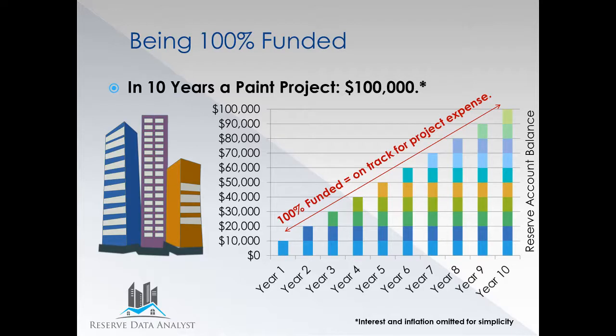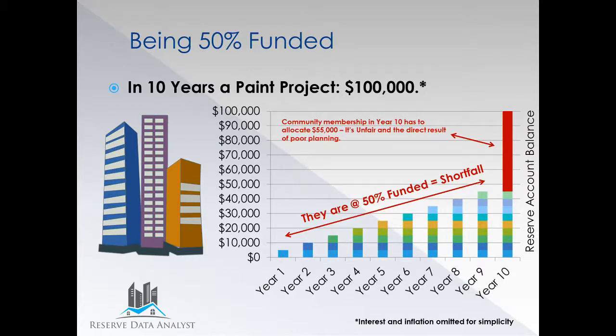Till the end of year 10, they have $100,000 in their reserve account, which is equal to the estimated project cost of $100,000. So they can pay this paint vendor for the project expense. In this scenario, they're 100% funded because they are on track the entire time for paying off this paint project. They've equally spread out the $10,000 in each year so that everybody pays their fair share over time.